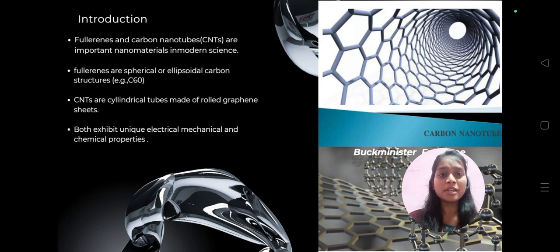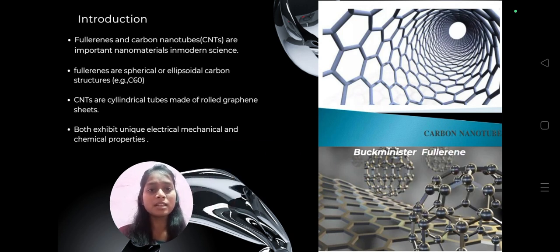Introduction. Fullerenes and carbon nanotubes are important nanomaterials in modern science. Fullerenes are spherical, ellipsoidal carbon structures like C60. Here you can see the picture of fullerenes, which is also called Buckminsterfullerene, and the above picture is of CNT, carbon nanotubes, which are cylindrical tubes made of rolled graphene sheets. They both exhibit unique electrical, mechanical and chemical properties.